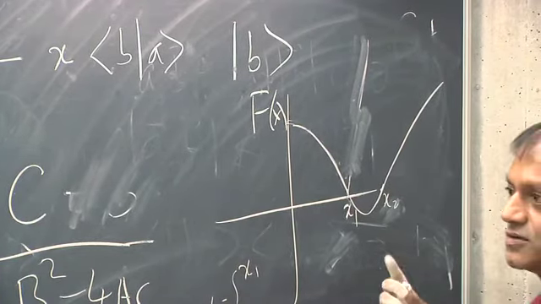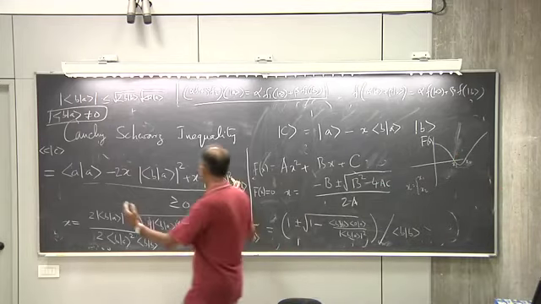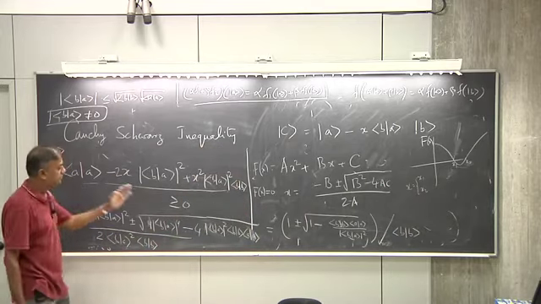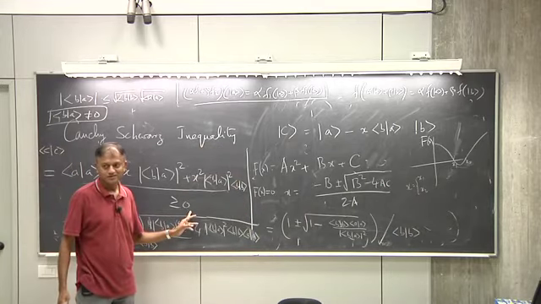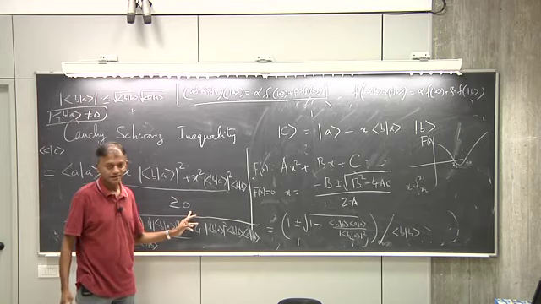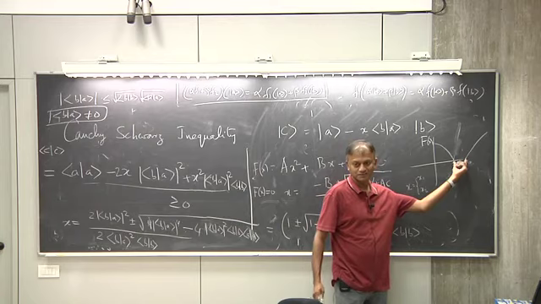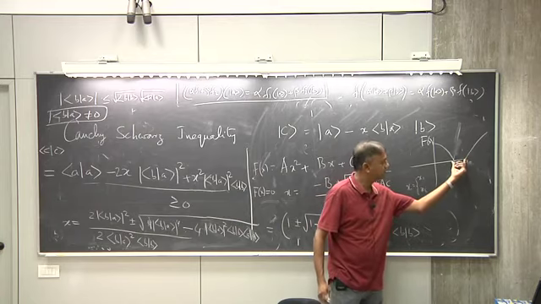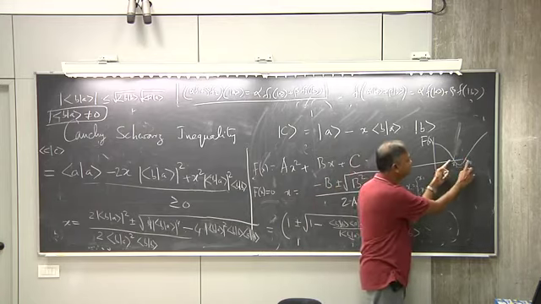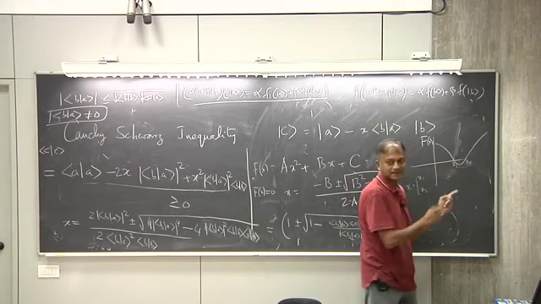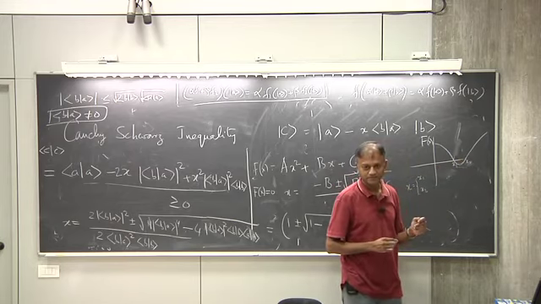On the other hand, I know that this object is always greater than or equal to 0. So you cannot have two different real roots. If you have two different real roots, then in between those two roots, this function will become negative.